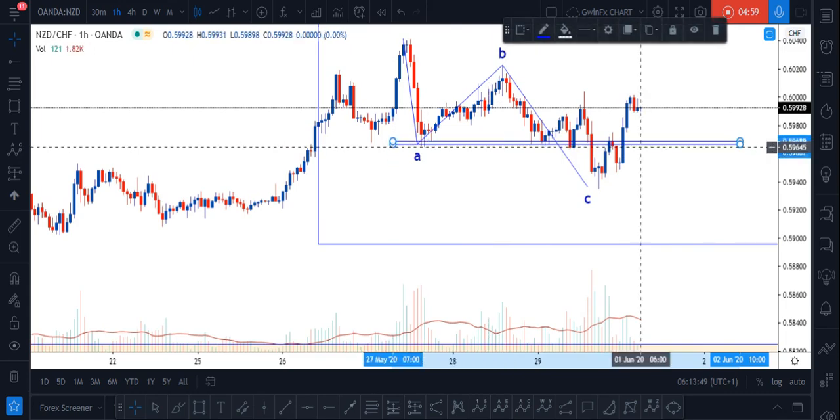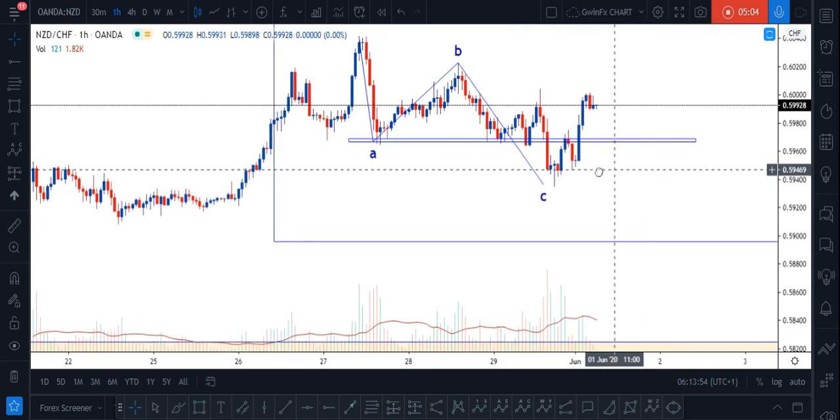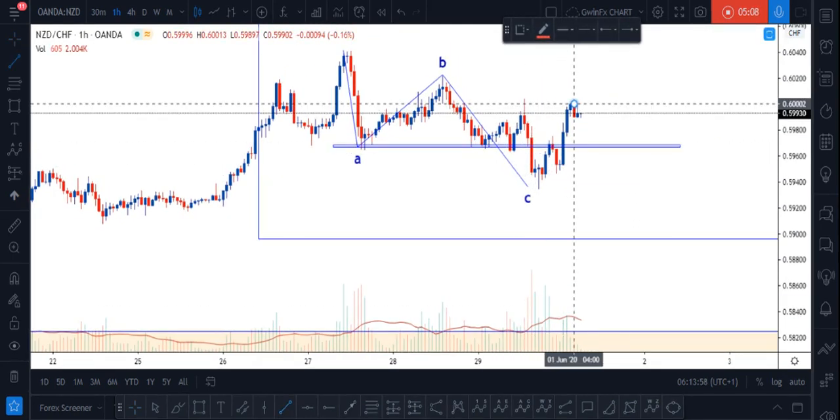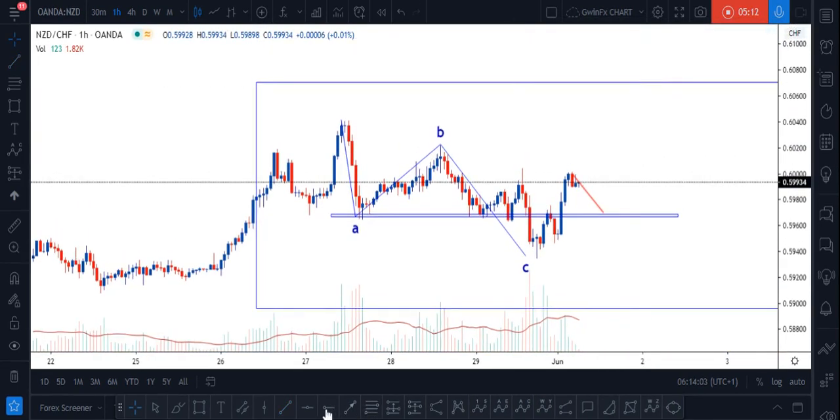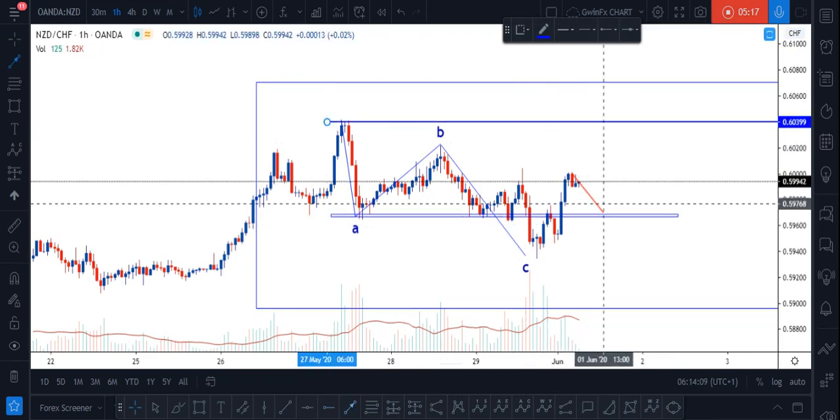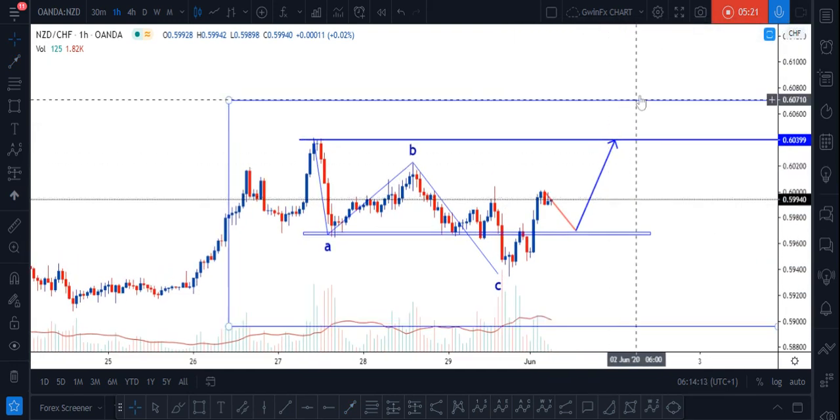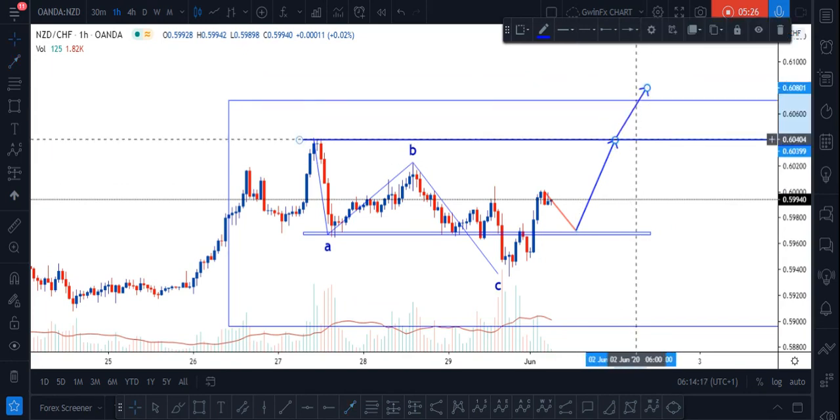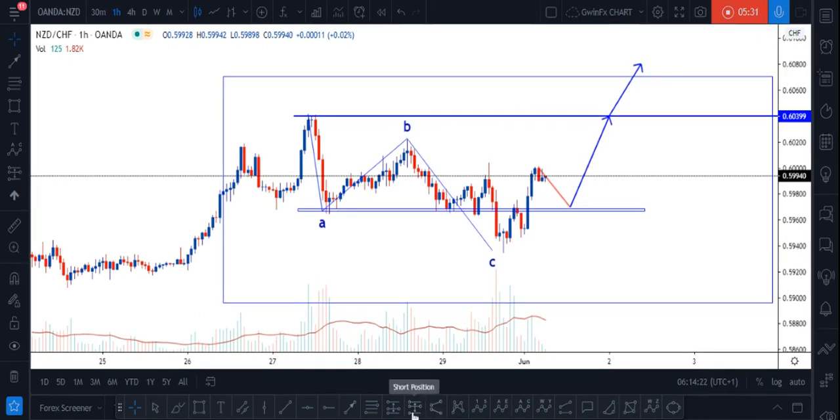On the H1, we had this to be our structure here. Already price has started to slow. One of the things we want to see first is price falling back into this zone, and when that happens, we will look to buy back to the origin point of wave A, which is that spot here. And if we have a breakout, immediately we will look to continue buying the pair. Up we go.